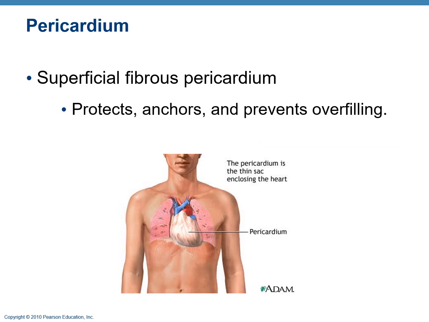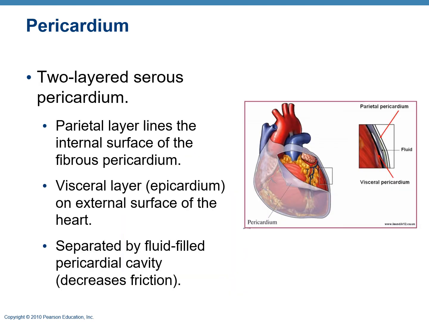The pericardium has two layers. There's the superficial fibrous pericardium, which has the consistency of almost like onion skin. It's very tough, and this protects, anchors, and prevents the heart from overfilling. It's a nice protective boundary to keep it within the confines. The pericardium has an inner serous, much thinner, sort of lubricated, two-layered serous pericardium. So there's two layers to this.